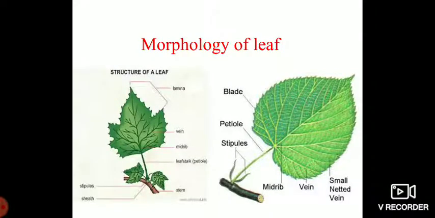Today we are going to deal with the morphology of another plant organ which is known as leaf. You know that leaves are very much important for the plants because these are the sites where photosynthesis takes place, and besides photosynthesis some other vital functions like transpiration, gaseous exchange also take place through leaves.